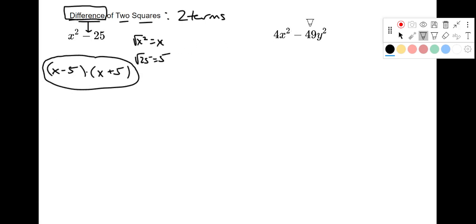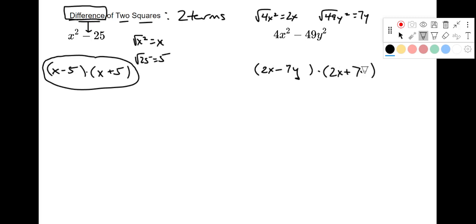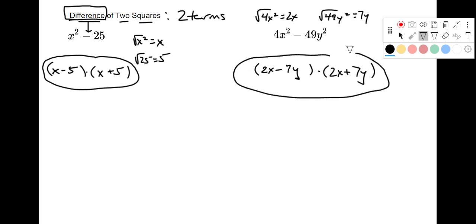All right, let's try another one. Here we go. We have 4x squared minus 49y squared. Again, 2 terms. There's subtraction in the middle. If I were to take the square root of 4x squared, it would give me 2x. The square root of 49y squared would give me 7y. So I can pattern factor this. 2 sets of parentheses, multiplication in the middle. So I'm going to factor this as 2x minus 7y times 2x plus 7y. And that's the correct answer. This is done. There's no more to do.